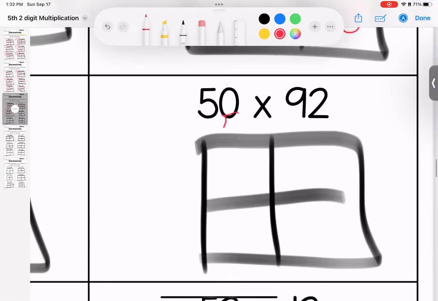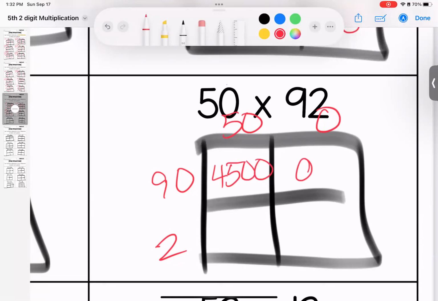3,648. 50 and 0, 90 and 2. Now, because this one has a 0, you could leave this last box out, but I know for most of you, keeping the strategy exactly the same is super beneficial, so we do want to put it in, okay? 9 times 5 is 45, 2 zeros.